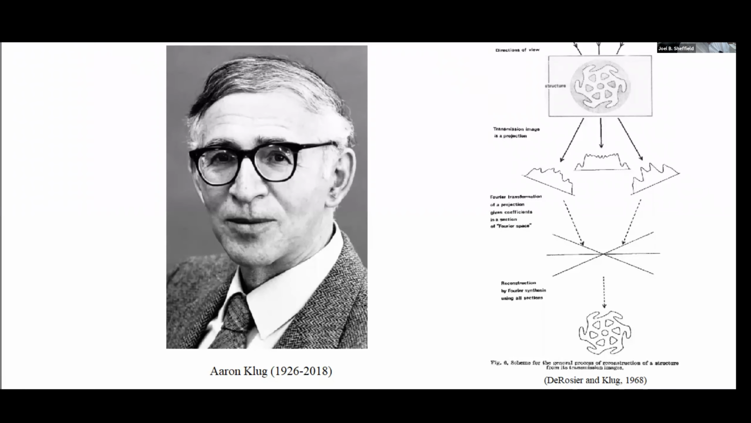This, by the way, is the picture of Aaron Klug. He received the Nobel Prize in 1962. One of the things that he showed in doing some of this work was that you could get a sense of the three-dimensional structure even when your images were flat by taking those pictures at different angles. And that's what these diagrams here represent.